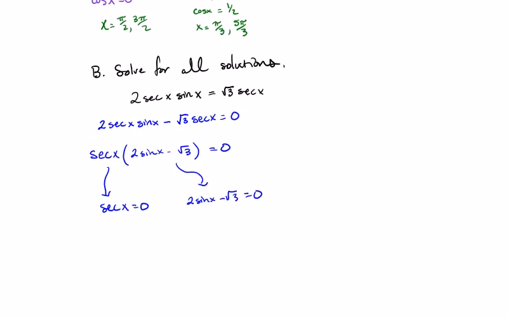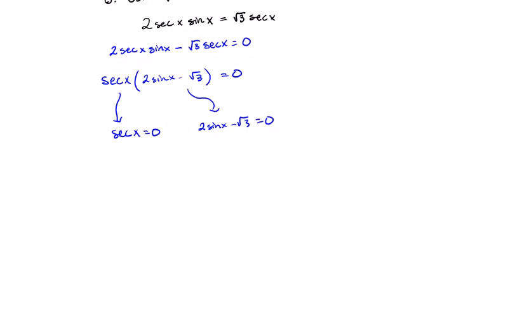Okay, so this one requires a little bit of thinking. Here we go. Secant of x equals 0. Remember, secant is the reciprocal of cosine.